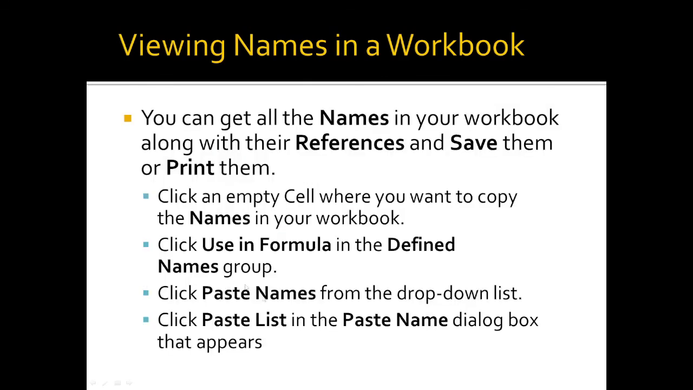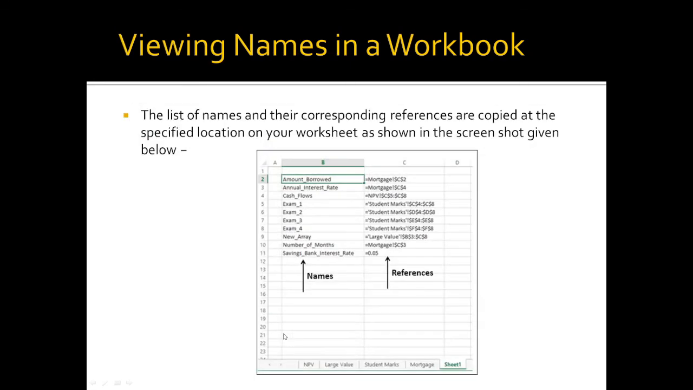Paste List. The dialog box appears. And then after that, since we selected B2, in cell B2, the names will be placed in this particular worksheet. And we have here the references. So the list of names and their corresponding references are copied at the specified locations on your worksheet as shown in the screenshot given below. So this is the screenshot.